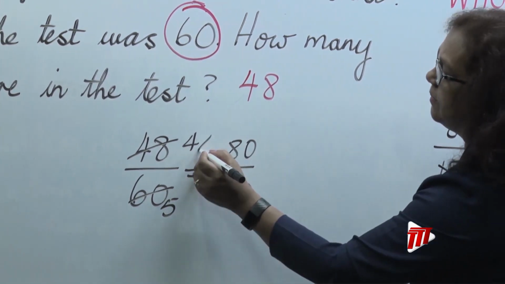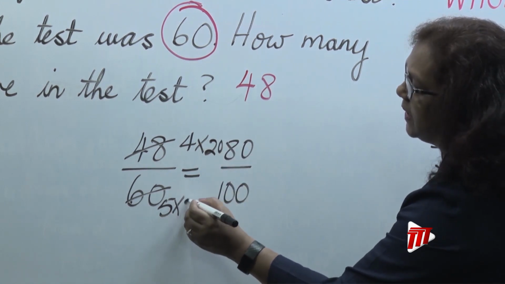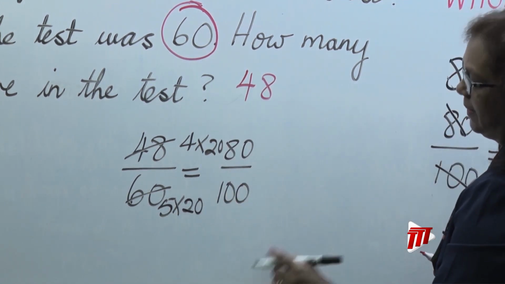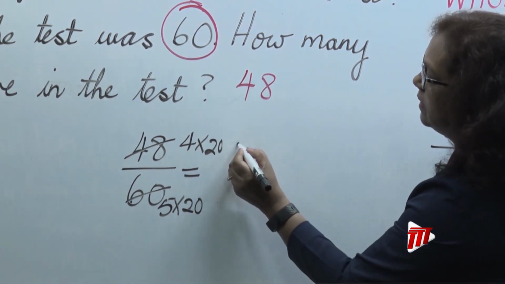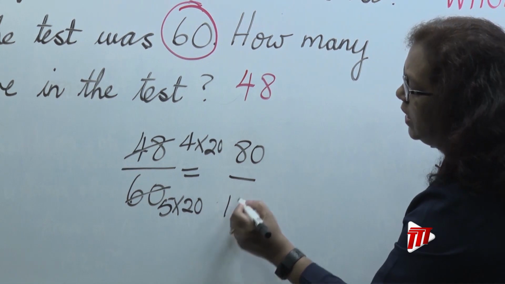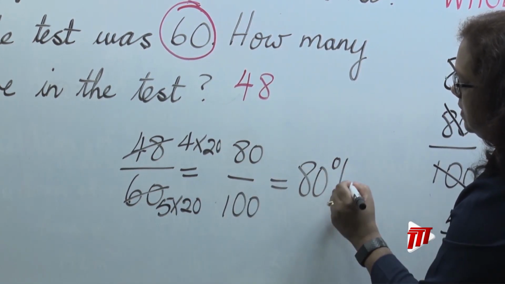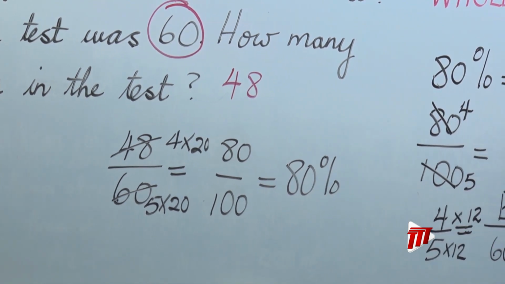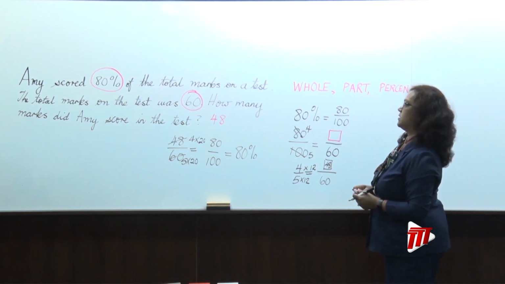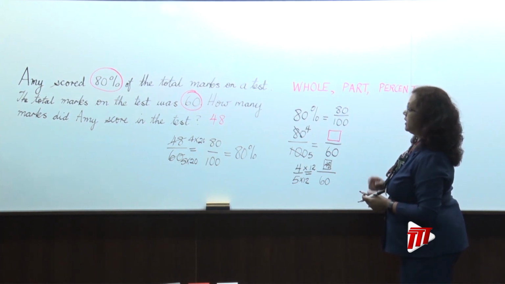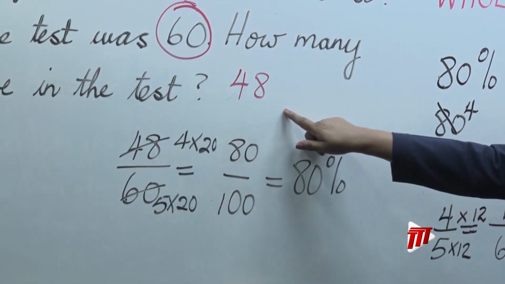I can multiply by 20 at the top. I can multiply by 20 at the bottom. I'm going to get 80 over 100, which is equal to 80%. So what I have done is checked over my answer to make sure that I worked out 80% of the total that Amy scored, which is 48 marks.